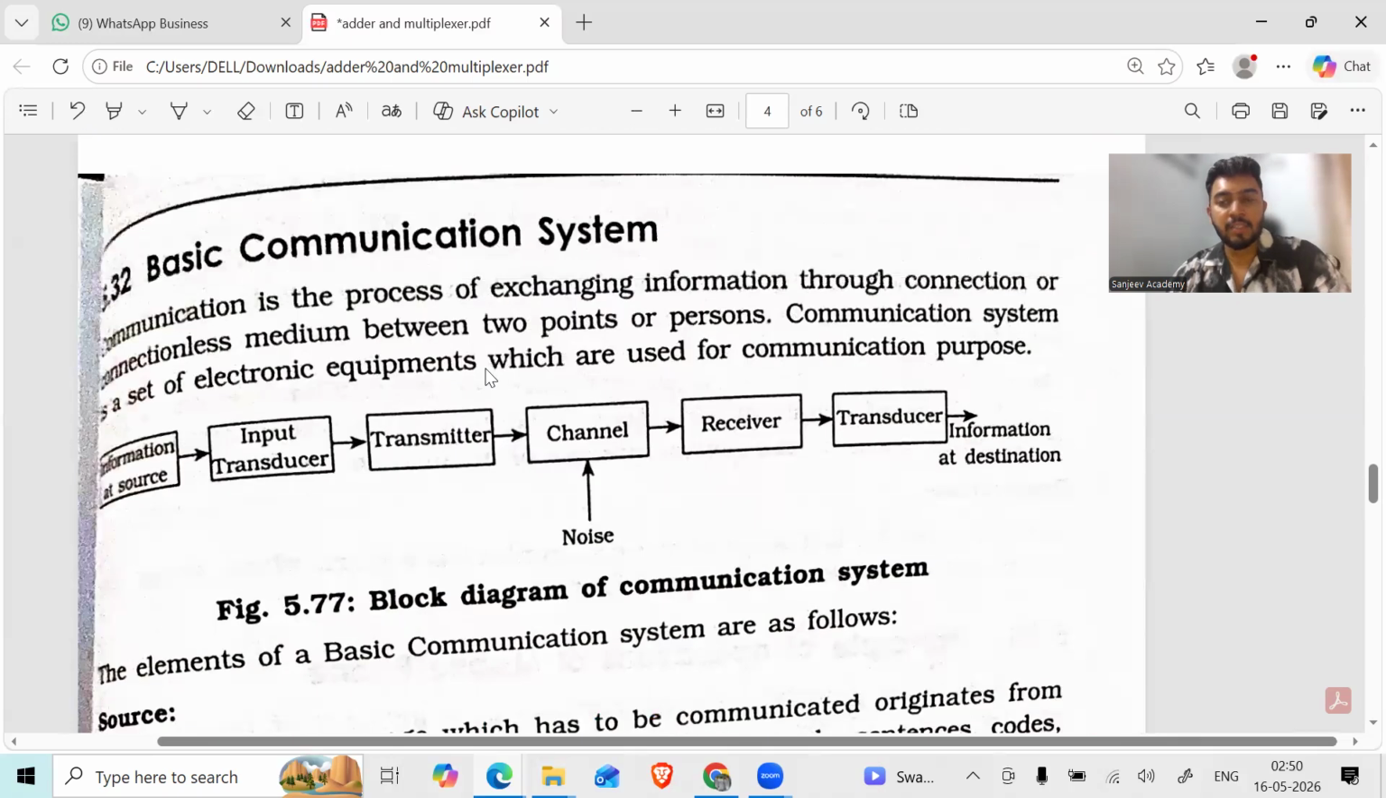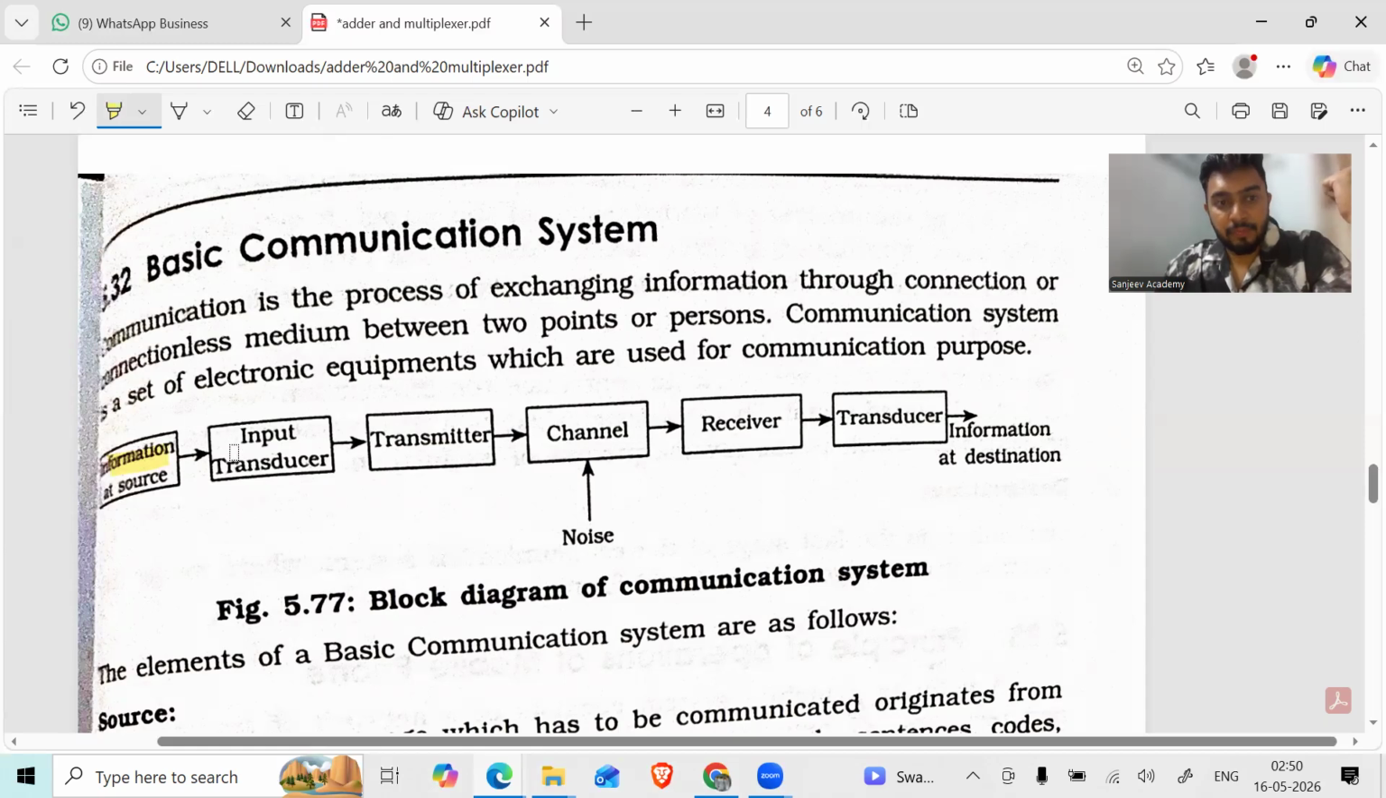Then basic communication system. So here, now we are communicating through Zoom. So whatever I am telling you, you are able to hear it. So information, the source is me, this one. Information at the source.